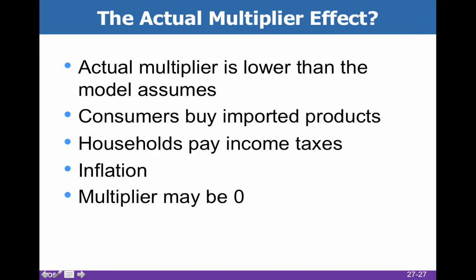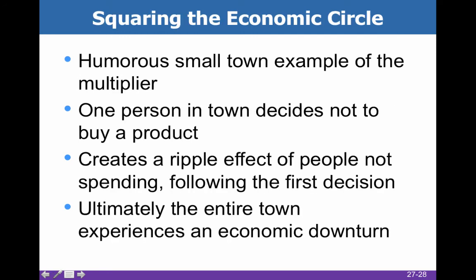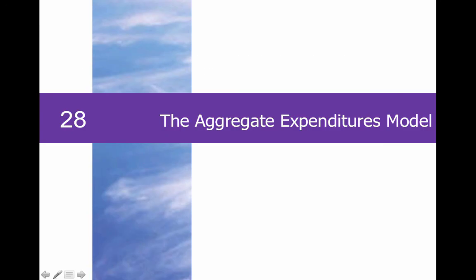Some economists would go so far as to say that the multiplier effect isn't real at all. These, of course, would be the people who probably do not favor any kind of government intervention on behalf of the economy. Squaring the Economic Circle is at the end of chapter 27, and I would like you to read that as well. We'll talk about it during class. And that's the end of chapter 27.